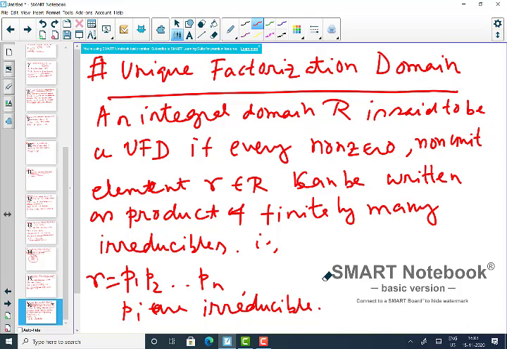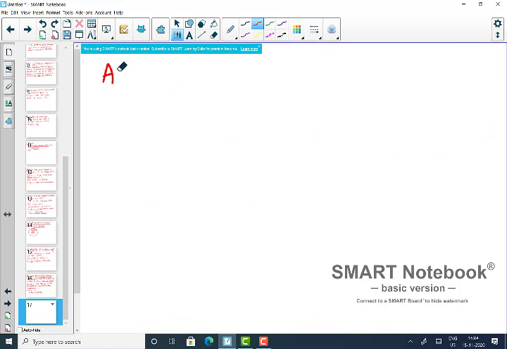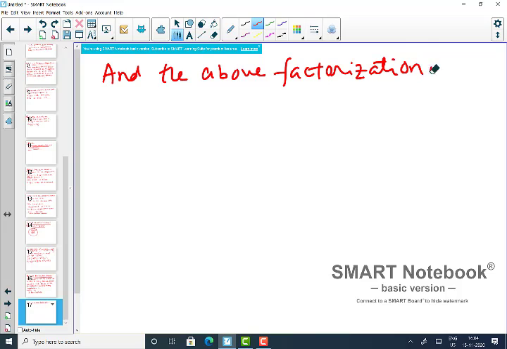And not only that, this factorization is unique, that is, the above factorization is unique up to associates. So what does that mean?